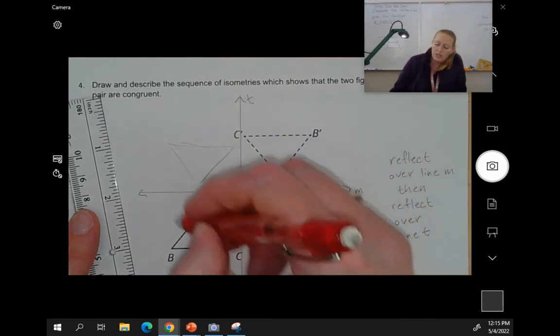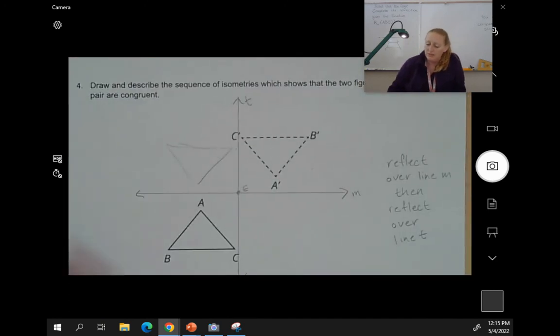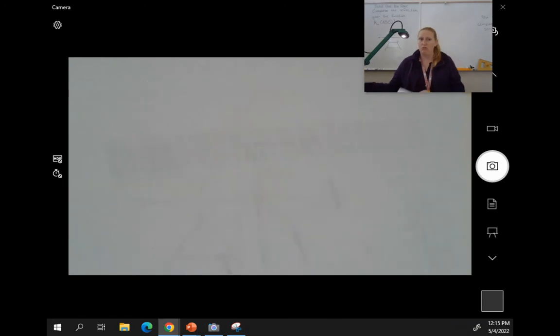You could have said it was a rotation around E of 180 degrees. You could have said that too. There's a couple of ways you could have approached this. I saw reflection and reflection. Maybe you saw rotation. That's okay. Works for you.